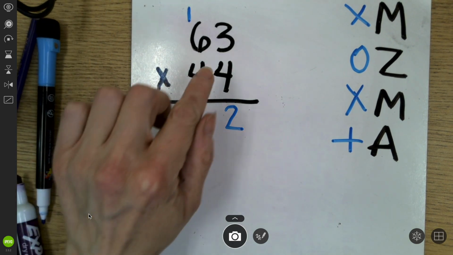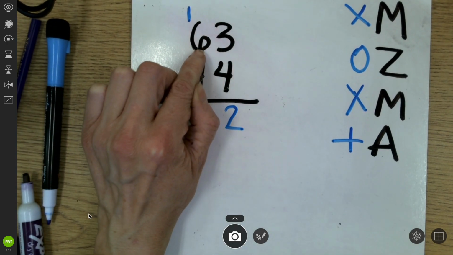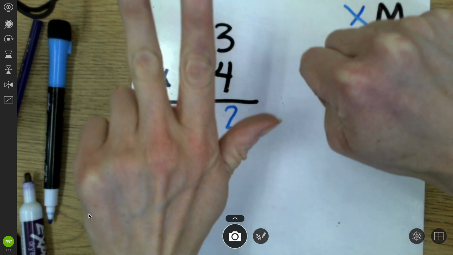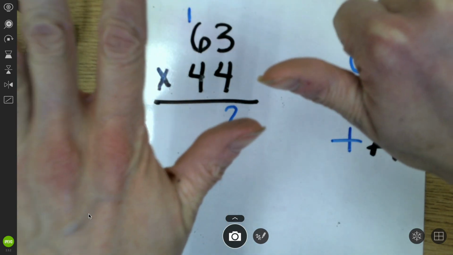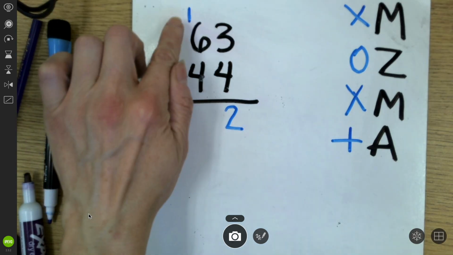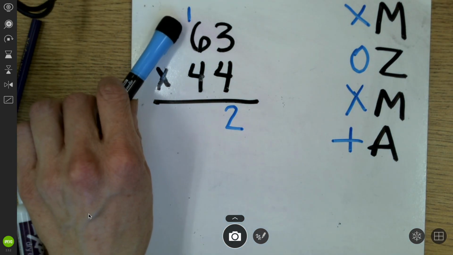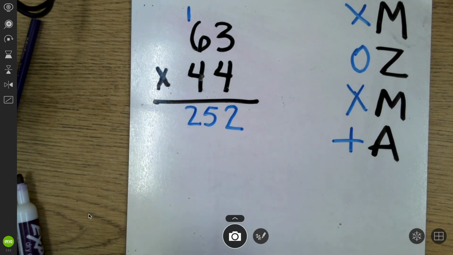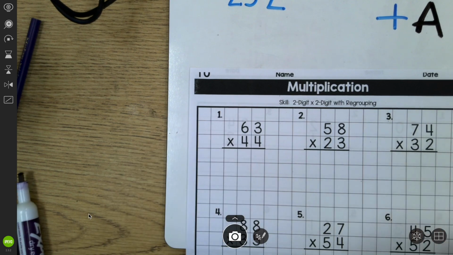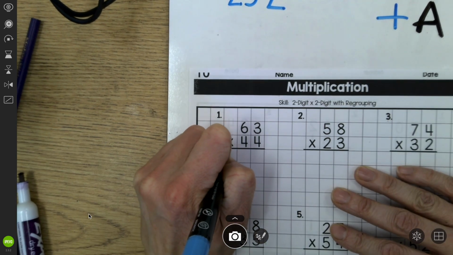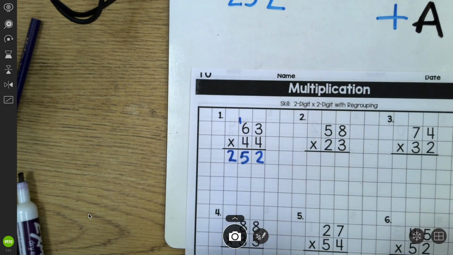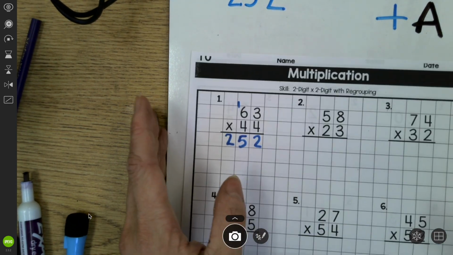Okay, now we multiply 4 times 6. So we have 4, 8, 12, 16, 20, 24, stop. Then we add 1. 24 plus 1 is 25. 25. So your paper right now should look like this, okay?